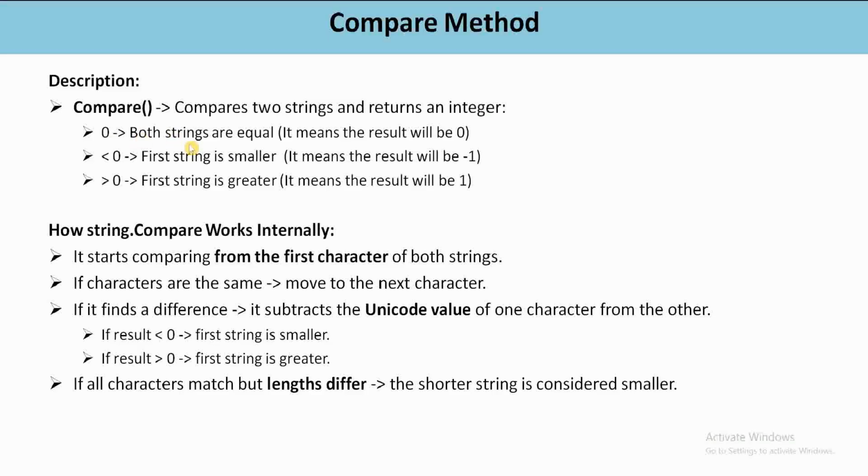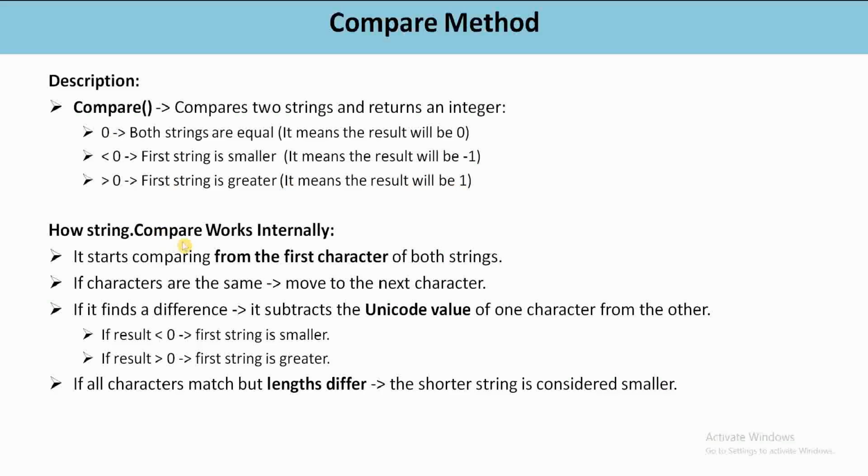For 0, if both strings are equal, then it will give us 0. And if the first string is smaller than the second one, then it will give us -1. Suppose we have the condition where the first string is greater than the second string, then it will give us 1 as the result.